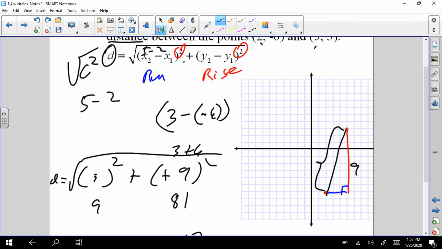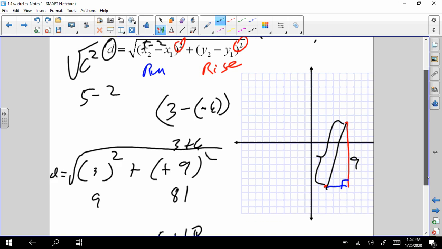Remember, outside is positive, inside is minus, but you already knew that because you knew how to find rise. Rise runs with y's, correct? Rise and run. It's just the legs of a right triangle.